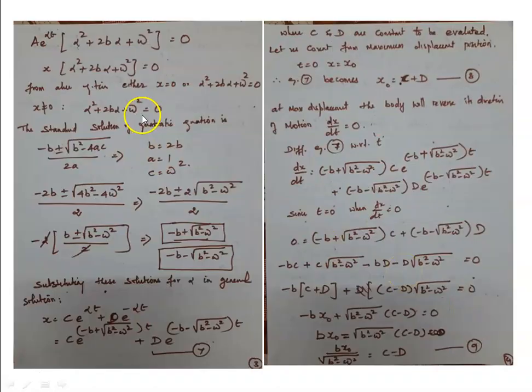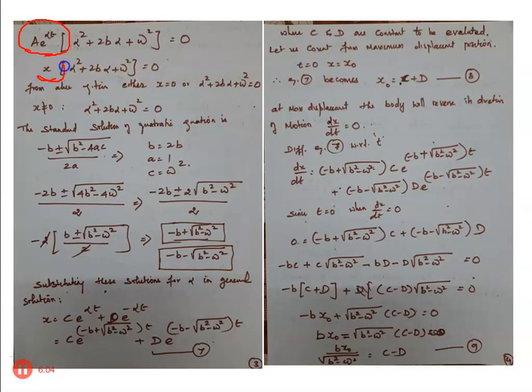Second, you take the common term outside. So a e power alpha t, it is not a constant, it is a common term, you take it as common. So alpha square plus 2b alpha plus omega square. So what is a e power alpha t? This is nothing but x. So x into alpha square plus 2b alpha plus omega square is equal to 0.